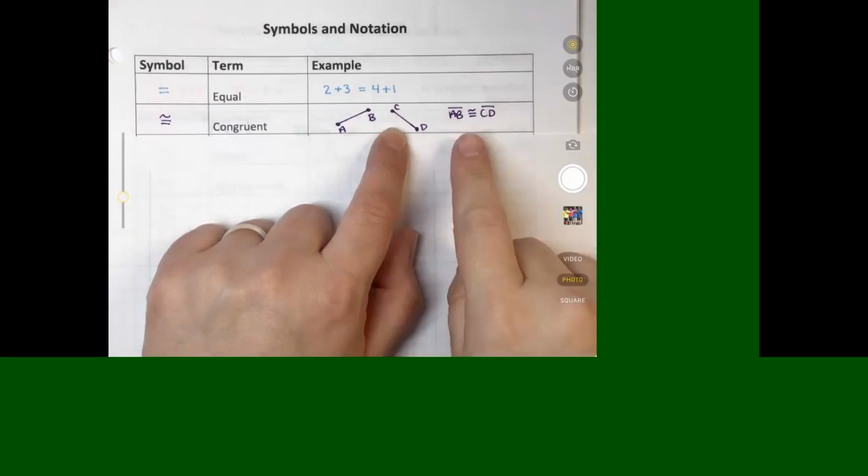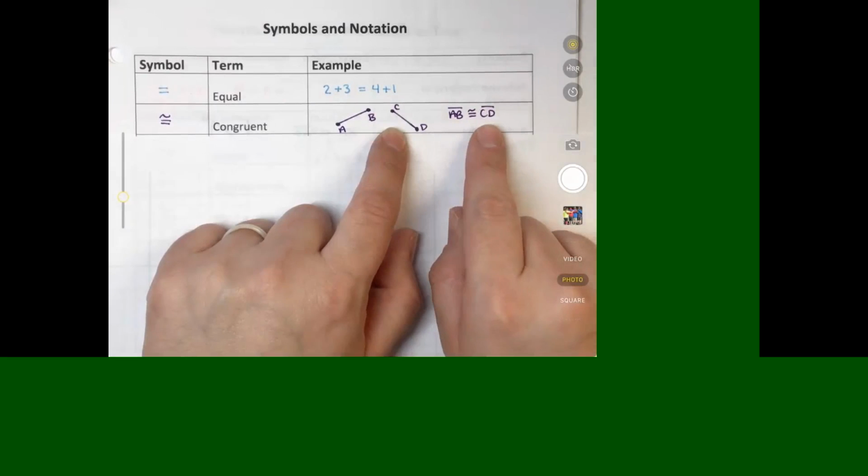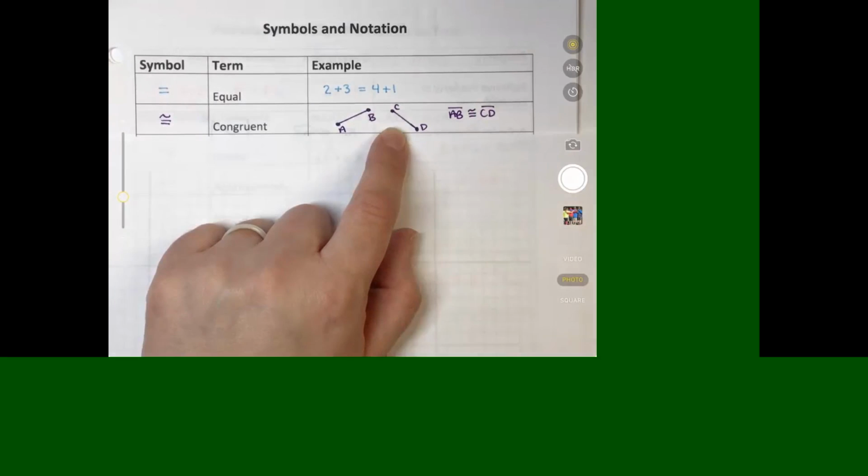And here's how you write line segments. Line segment AB is congruent to line segment CD. We'll start talking more in this unit about the order of how you do these, especially with proofs. You have to make sure that you are going in the same order from the first line segment to the second line segment. I'll explain more about that later.